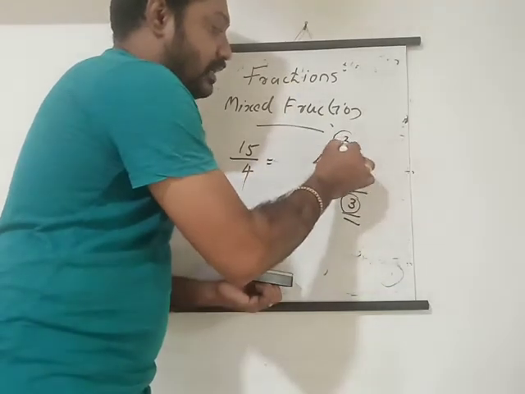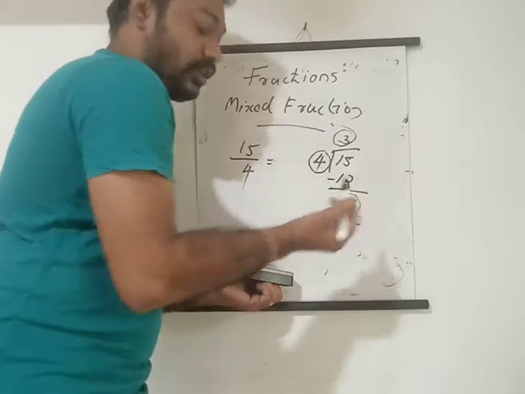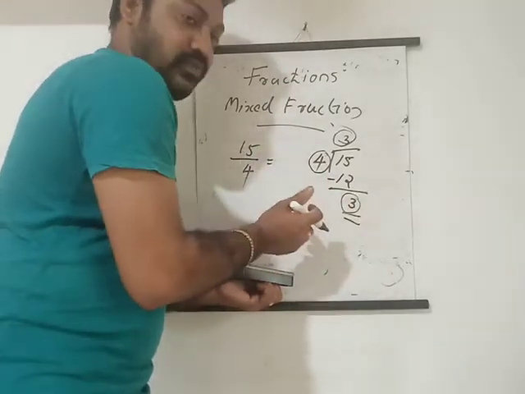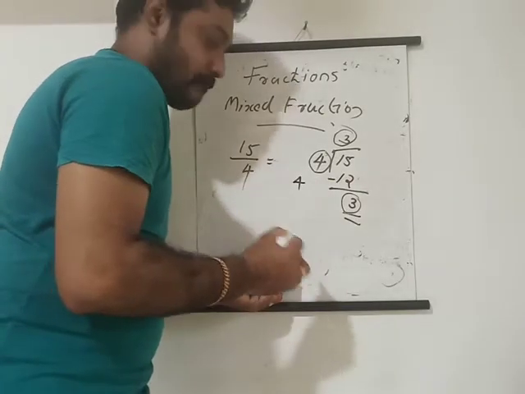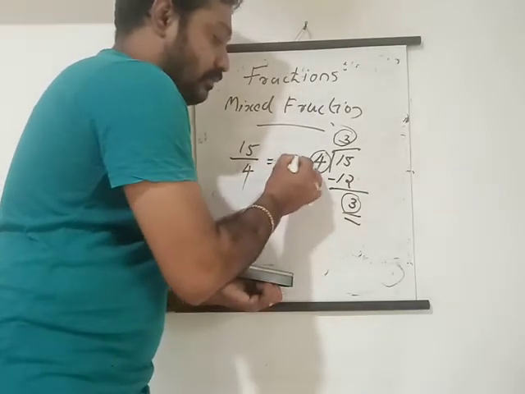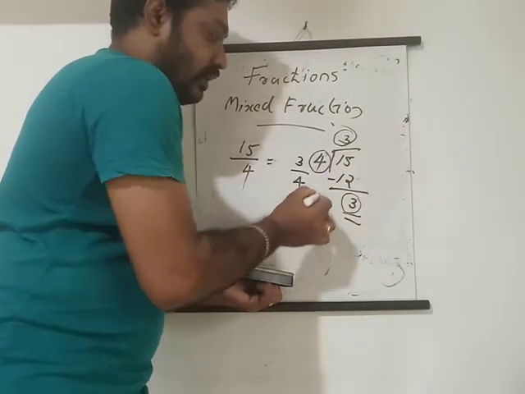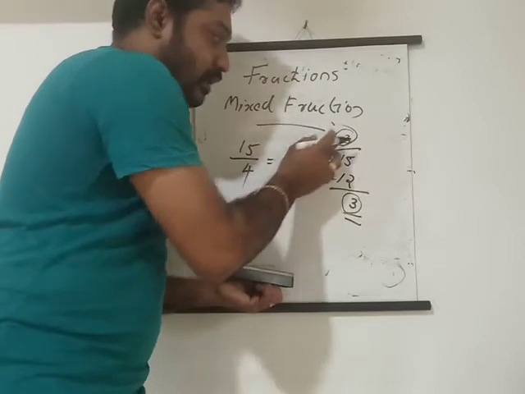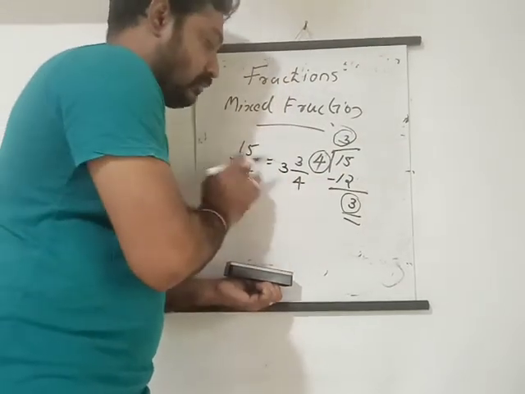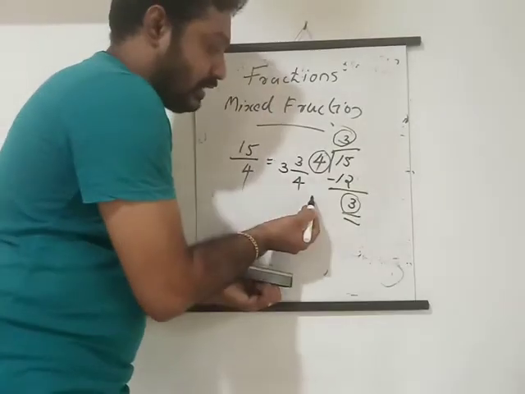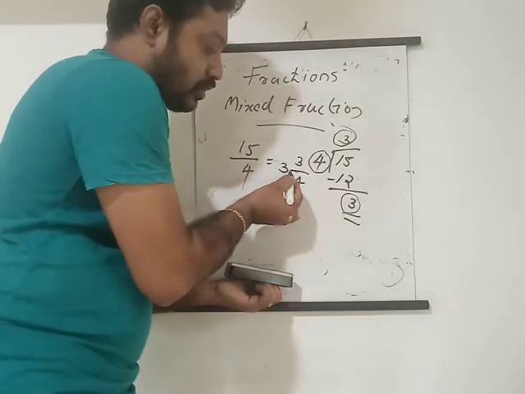What is the quotient? 3. Both are 3, don't get confused. This is our divisor, 4. To make a mixed fraction, above the divisor is our remainder, 3, and the quotient, also 3, you have to write here. This is called the mixed fraction of this number. Write the divisor below, the remainder above, and the quotient in front.